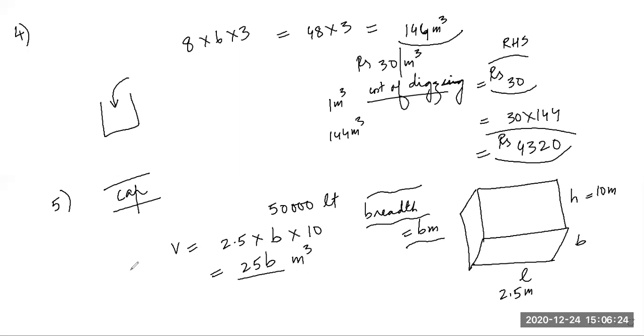So volume is 25 B meter cube. Now he says it should hold 50,000 liter. So what we will do? We will convert 50,000 liter into meter cube. So 50,000 liter will be equal to how many meter cube? 50 meter cube. Okay. So this will be equal to 50. So simply I get breadth is equal to 2 meter. This is the answer, right? Breadth is 50 by 25. Is it right? Breadth is 2 meter. Is it right, guys? Beautiful. Now we go for sixth question.